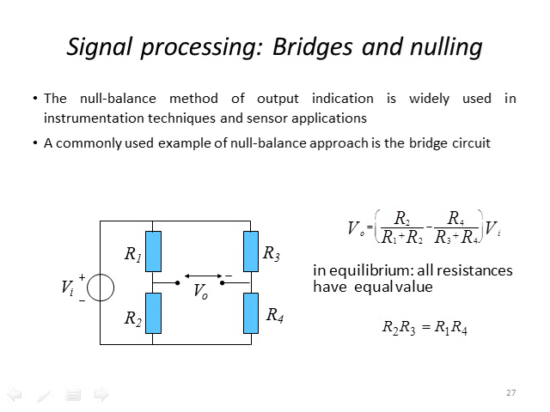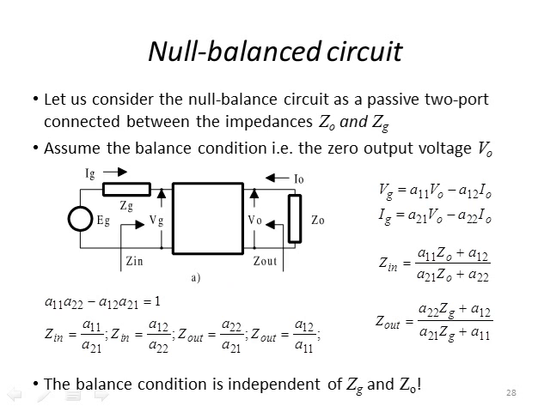And this is a bridge that has two arms. The first arm contains resistors R1 and R2. The second arm, R3 and R4. And then the output voltage is simply the difference between the voltage division in the first arm and the second arm. Now, in equilibrium, R2 R3 is equal to R1 R4. That's in equilibrium.